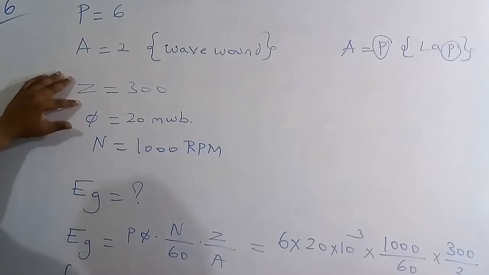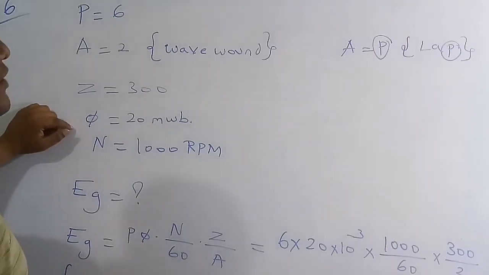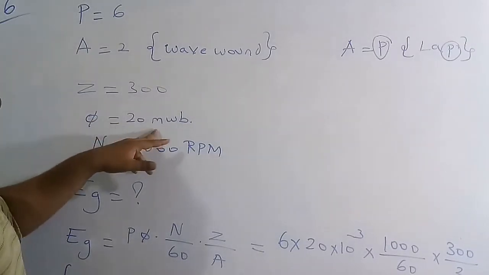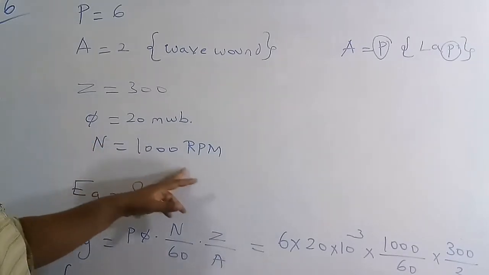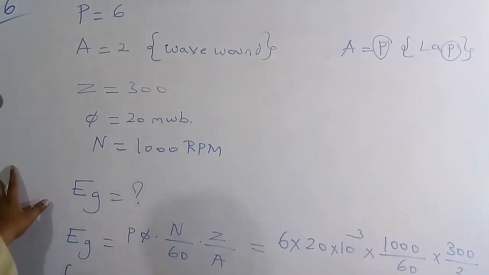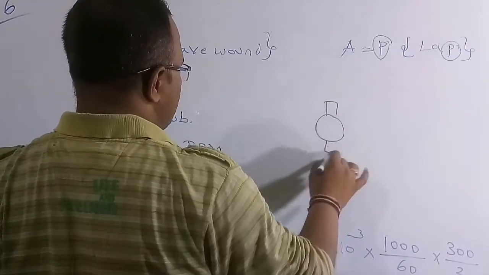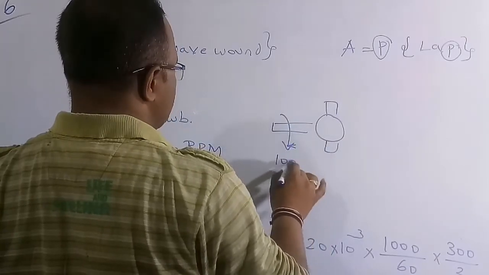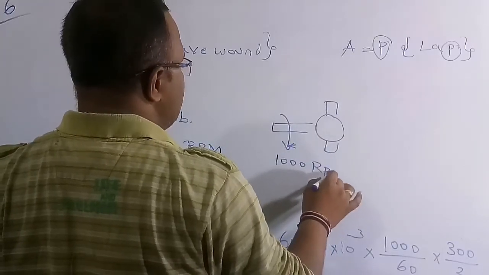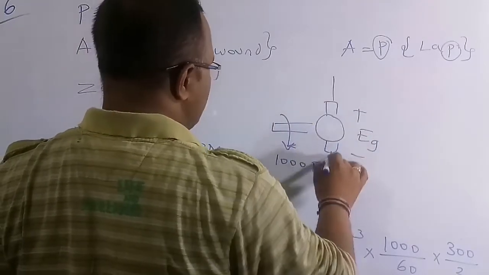And also they have given the total number of armature conductors is equal to 300 and the flux per pole. One pole is going to produce a flux of 20 milliweber. And also we are going to rotate the shaft at a speed of 1000 rpm. Then we need to figure out how much EMF is going to be generated in this DC shunt generator. Based on this we have to find the amount of EMF generated by this DC shunt generator.